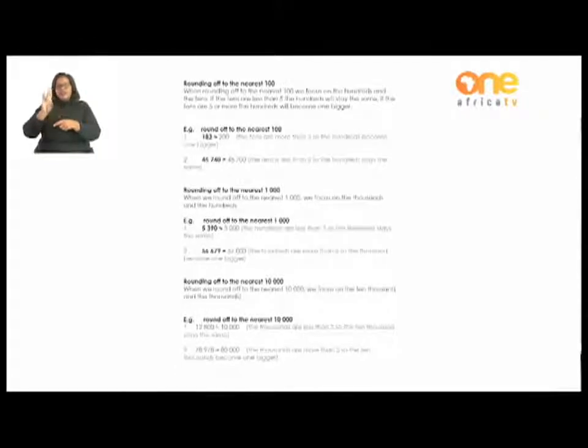Rounding off to the nearest 1,000. When we round off to the nearest 1,000, we focus on the thousands and the hundreds. Now let's look at our first example. 5,390. Let's read what it says in our brackets. The hundreds are less than 5, so the 1,000 stays the same. If we look at our example, we see our 100 is a 3, so it cannot change our 1,000. Our 1,000 stays the same, and that is rounded off to 5,000.